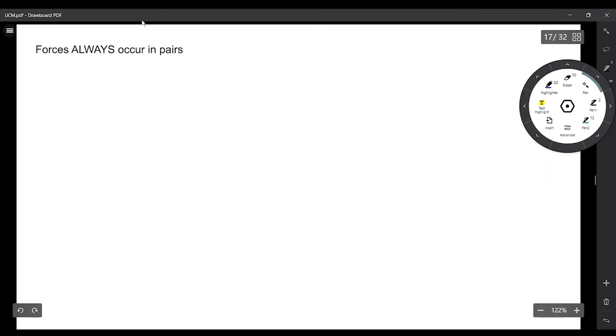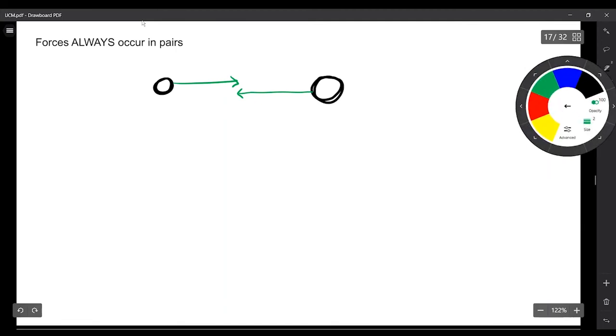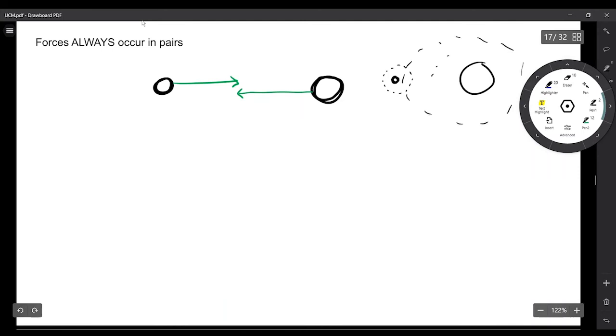Okay. We know forces always occur in pairs. Which means if I have a planet here, and I have another planet here, perhaps a bigger one, they will exert a force on each other, equal and opposite. This gives us the relative gravitational fields of each planet. Now, intuitively, the smaller the planet, the smaller the gravitational field will be compared to a larger planet, which will definitely have a larger gravitational field.